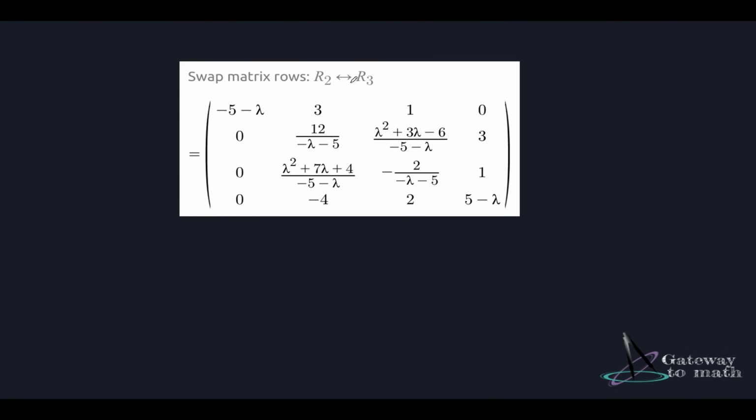We're swapping R2 and R3, so we're interchanging the position of row 2 and row 3. So the new value in R2 equals 0, 12 upon minus lambda minus 5, lambda square plus 3 lambda minus 6 upon minus 5 minus lambda and 3. And on R3 the new values equal 0, lambda square plus 7 lambda plus 4 upon minus 5 minus lambda, minus 2 upon minus lambda minus 5 and 1 respectively.